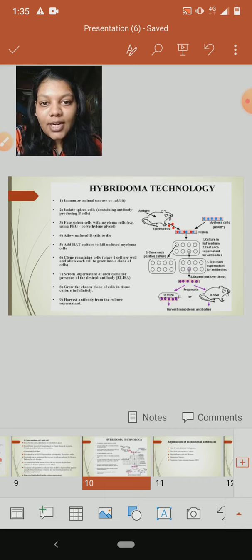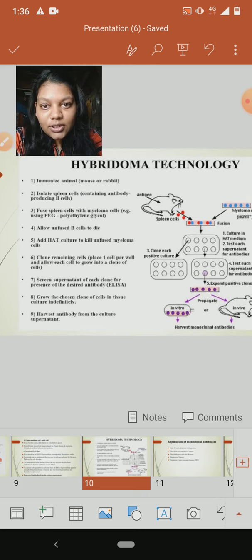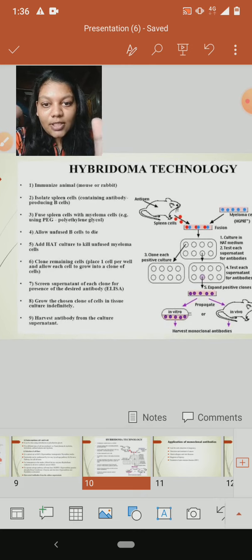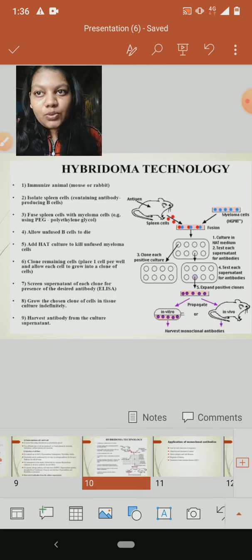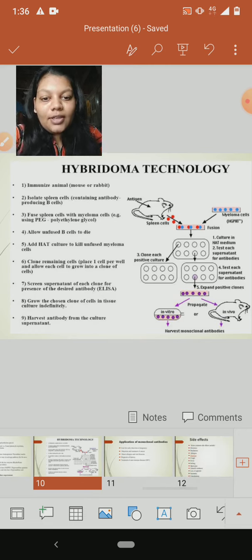Then we will take the next slide on hybridoma technology, which we will study in 9 steps. Firstly, a mouse is inoculated with the antigen to which the monoclonal antibodies are to be produced. After this, the spleen is removed and fused with myeloma cells to produce hybridomas, which will be selected according to the antibody produced.